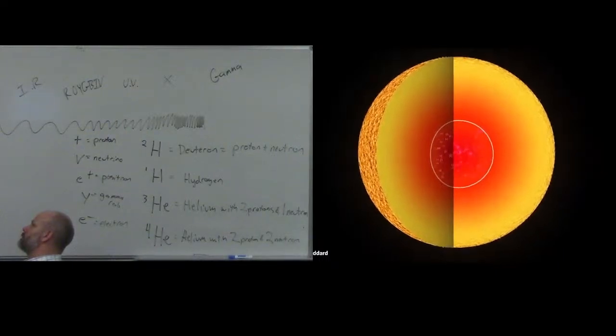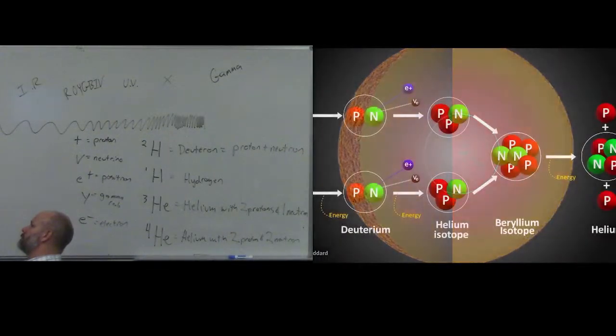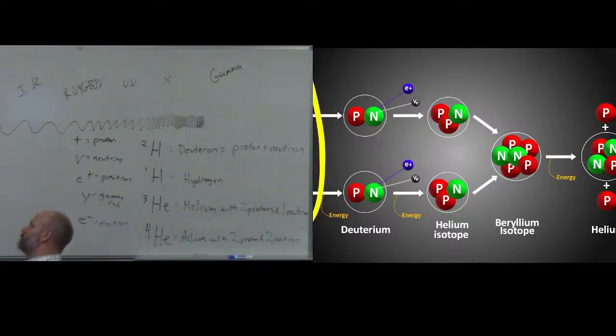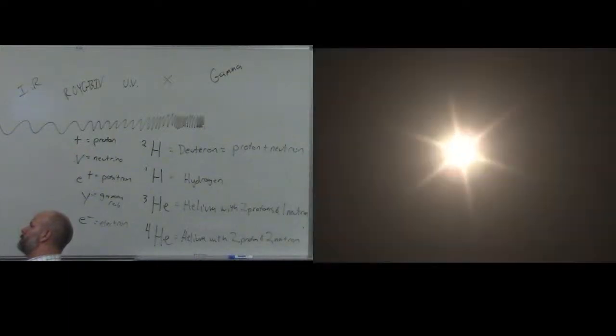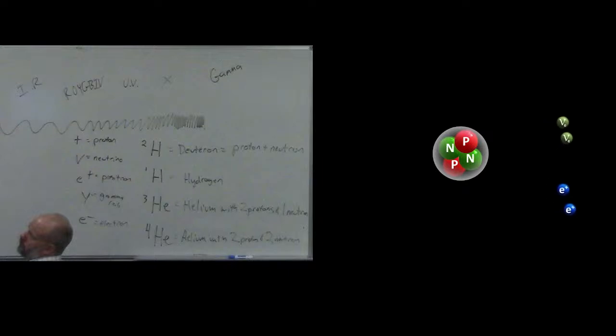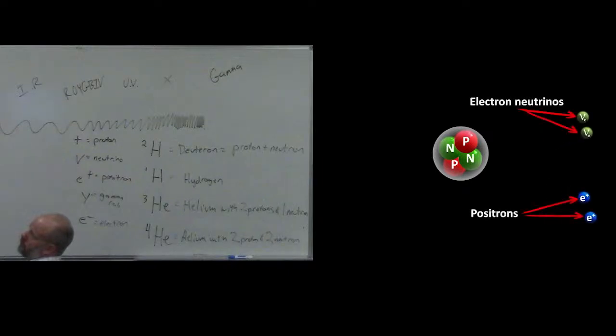How are they produced in the fusion process? When the sun fuses hydrogen to helium, this is a multi-step process, the end result of which turns 4 protons into a helium nucleus consisting of 2 protons and 2 neutrons. This process produces 2 positrons and 2 neutrinos.